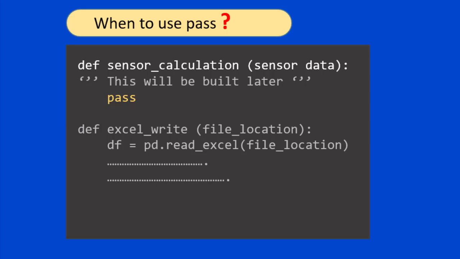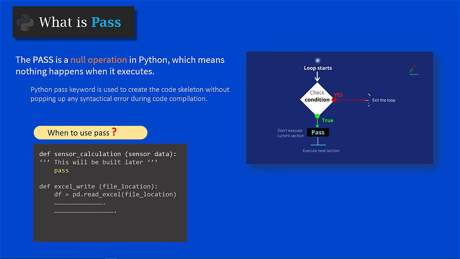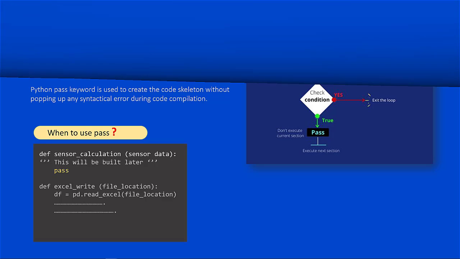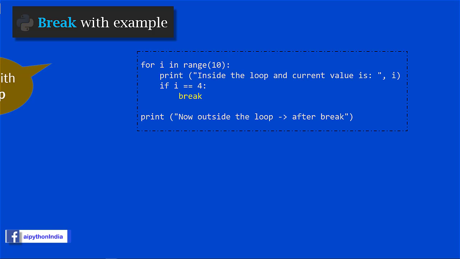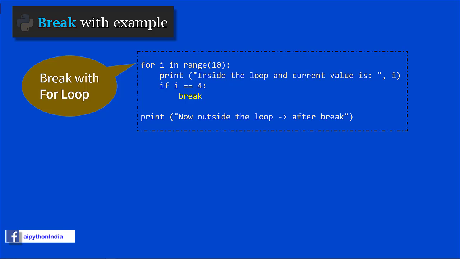Alright, I hope you understand, and you are going to understand it better when we use all of this in the Python program. Now let's understand break with the help of an example in Python. You will learn about using break in a for loop and also with a while loop. Let's see first with a for loop. So how can we use break in a for loop?